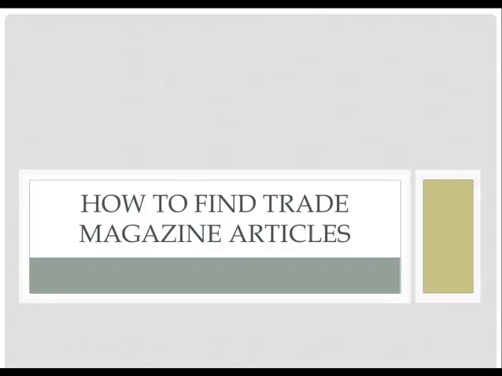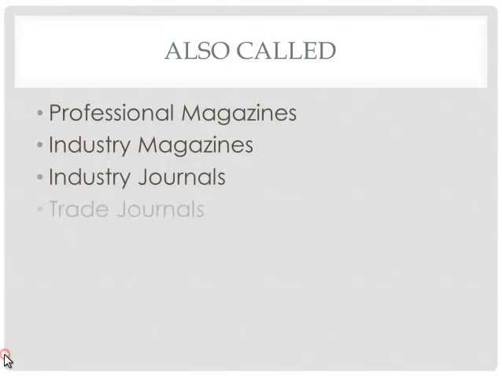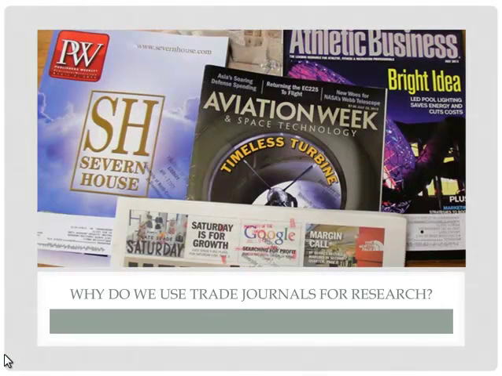This tutorial explains how to find trade magazine publications using a library database. These publications are also known as professional magazines, industry journals, and trade journals. They all refer to the same thing, a publication written for professionals working in particular industries. Why would we use trade publications for scholarly research?